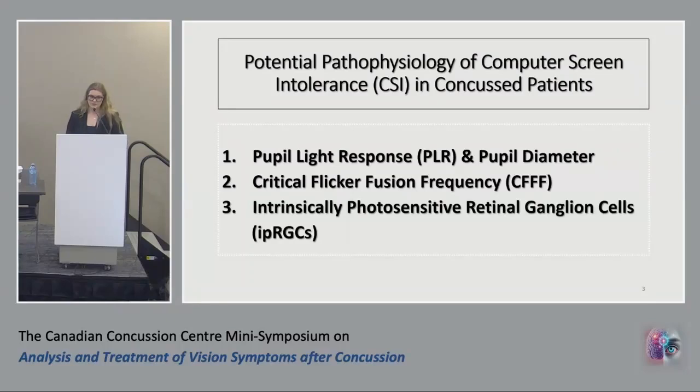So before we can talk about treatment, I want to talk about some potential pathophysiology that might be involved in this symptom of computer screen intolerance. And I have 3 potential theories that I'm going to discuss today. The first has to do with the pupil light response and pupil diameter. The second has to do with critical flicker fusion frequency. And the third has to do with the intrinsically photosensitive retinal ganglion cells.